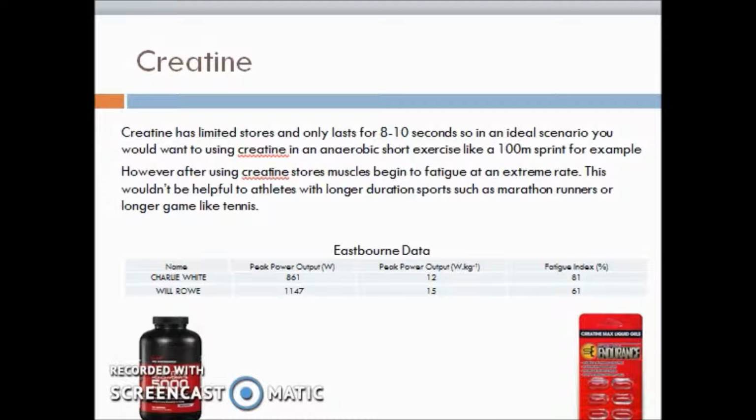Just to point out, most creatine supplements are actually legal. There are some which have been banned by Olympic associations and stuff like that, but most creatine supplements you can buy, and they're not illegal.